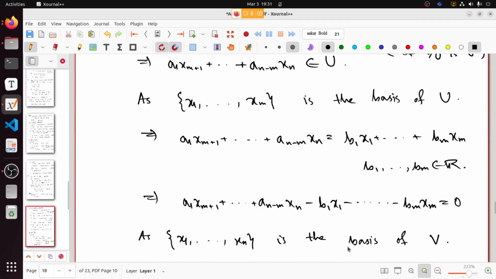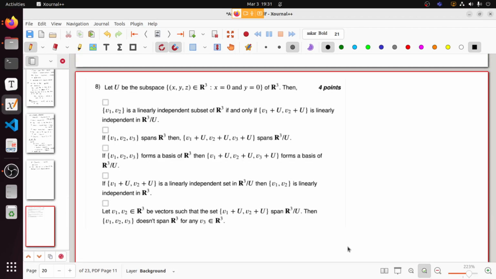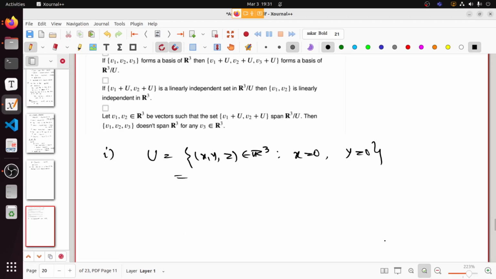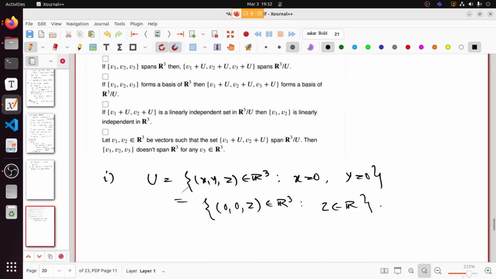Move to question number 8. A subspace U of R3 is given: (x, y, z) in R3 such that x and y both are 0. So basically this is a one-dimensional subspace of R3, the z axis, and you have to show whether the following options are correct or not. So option number 1: U is given by (x, y, z) in R3 such that x equals 0 and y equals 0. So this is all the (0, 0, z) in R3, where z belongs to the real numbers. So this is the z axis. So from here you can easily see the dimension of U is 1.